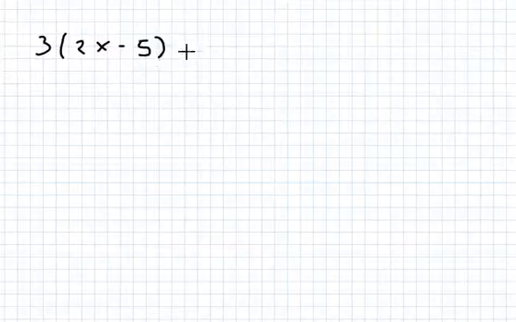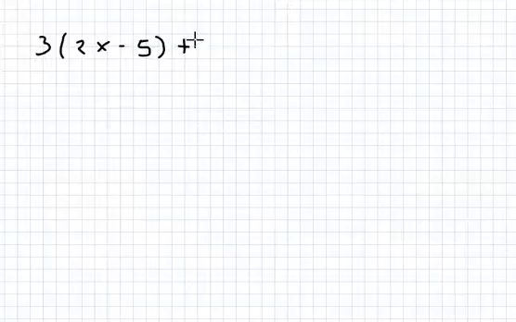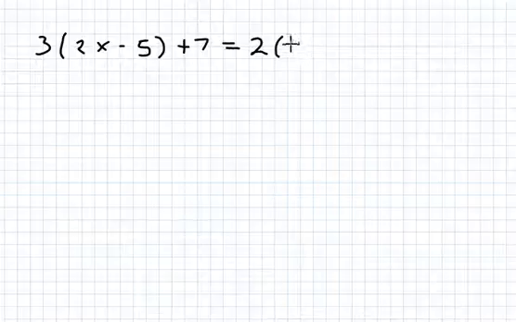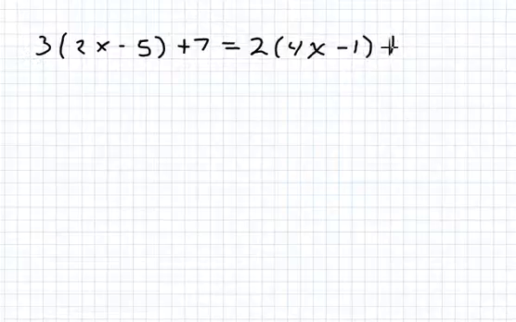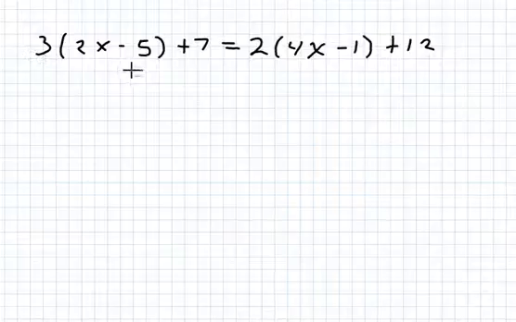Well, let's look at another one here. We have 3 times (2x minus 5) plus 7 is equal to 2 times (4x minus 1) plus 12. So we want to find the solution to this equation.